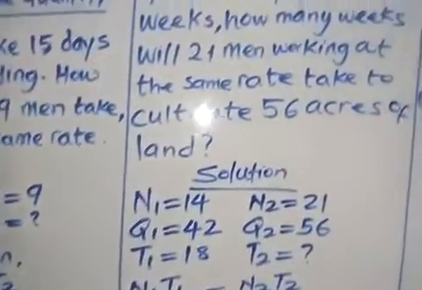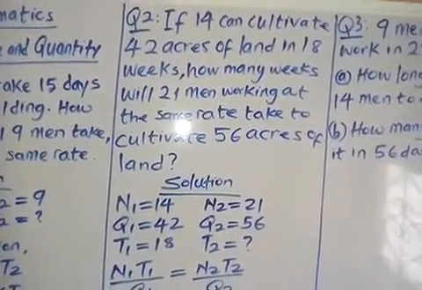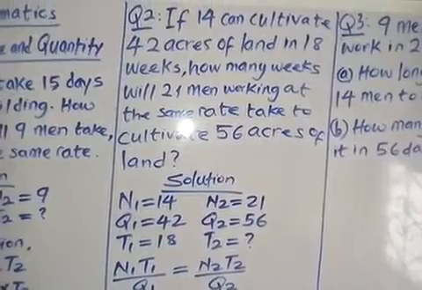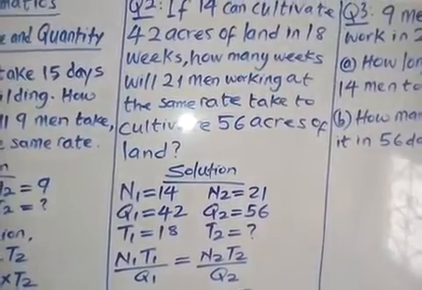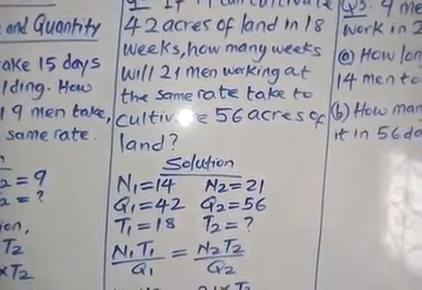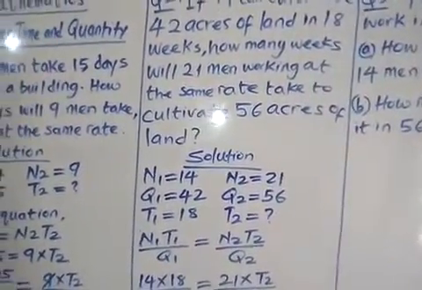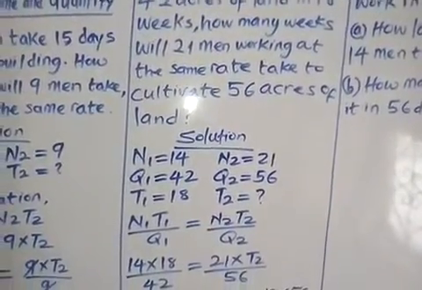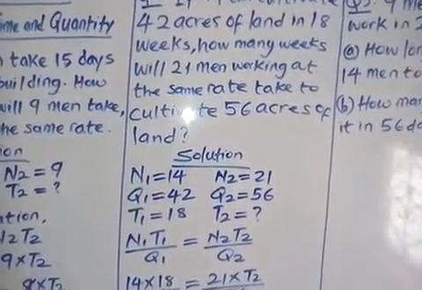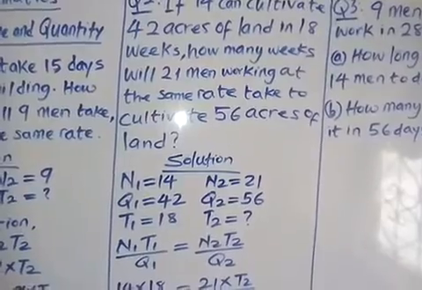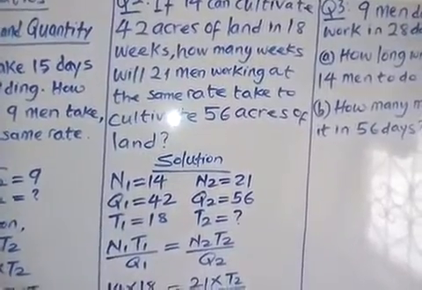Let's go to question number 2. Question number 2 says, if 14 men can cultivate 42 acres of land in 18 weeks, how many weeks will 21 men working at the same rate take to cultivate 56 acres of land? So we have our first N. In this question, we interpret our first N as 14. We said 14 men can cultivate, so our N1 is 14. What is the quantity? The acres of land will represent the quantity. So Q1 equals 42.